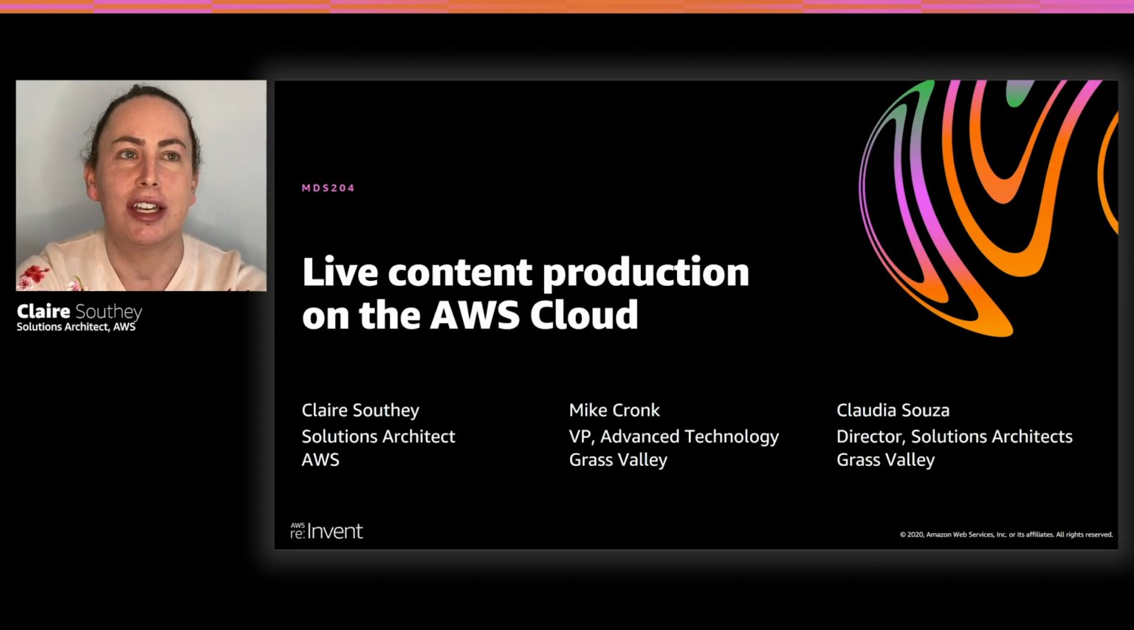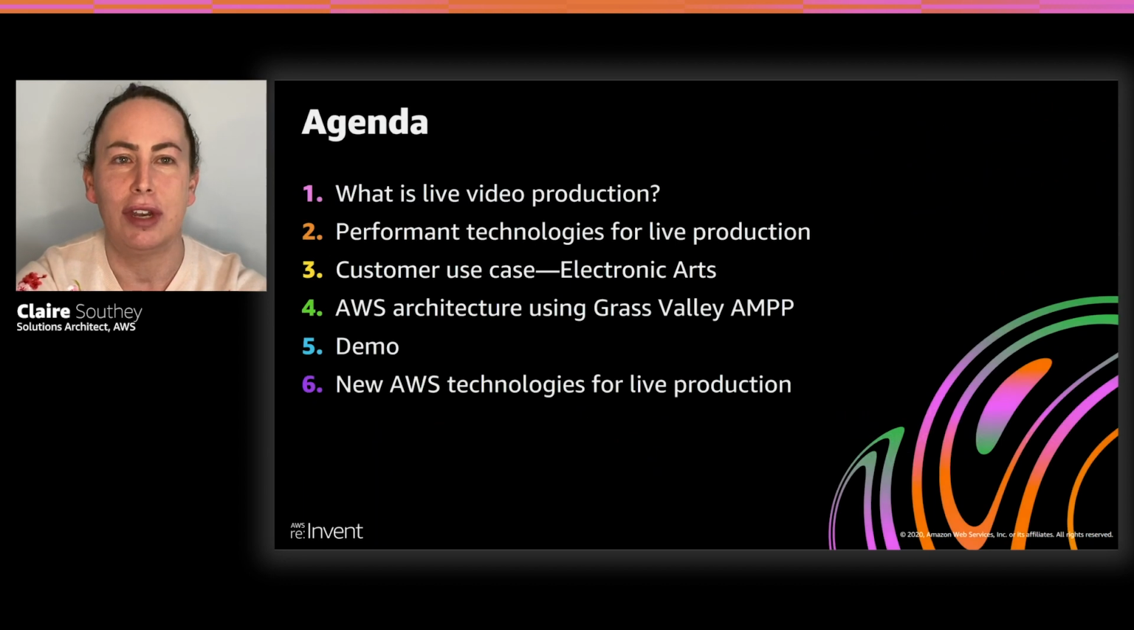The agenda for today's session, we'll be talking about what is live video production and how does it work, but more importantly, what are some performant technologies for live video production? What are the essences of what a technology stack needs to be able to do to deliver live video production on the cloud? We're going to look at a customer use case with Electronic Arts and how Electronic Arts has gone about delivering the reality of live production on AWS.